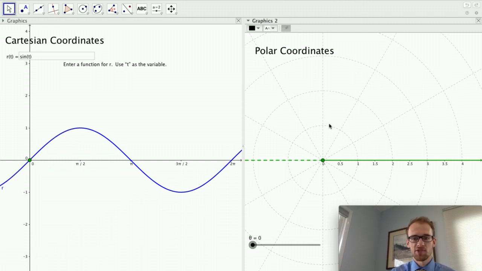Like, why did we just get this circle when we were graphing sine? And if you play with this, I think it's pretty clear. I'll try to explain this as I go along here. So here's our good old graph of sine, right? Starts at 0, increases, then decreases, and back to 0.